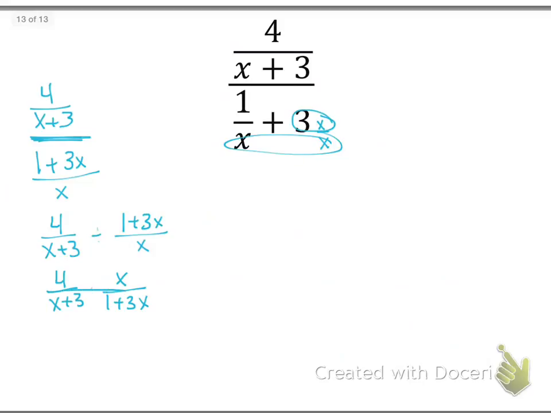We make a big fraction bar and multiply if we can. Remember, these are multiplied by each other like this. So I got 4x over x plus 3 and 1 plus 3x. Nothing is the exact same on top and bottom, so we can't cancel. You can't cancel the x's because they're being added by 3 on the inside. And that is my final answer.